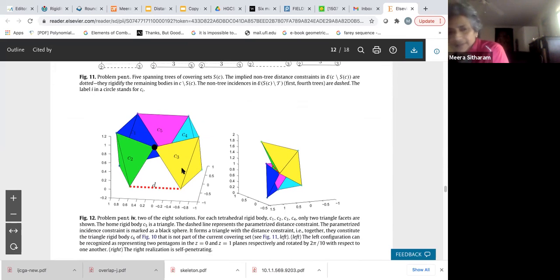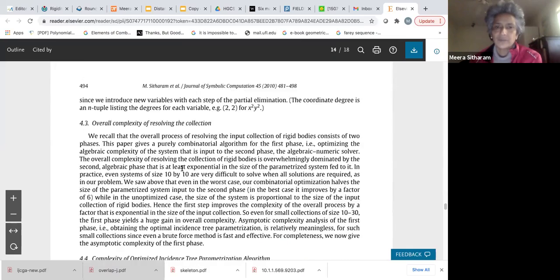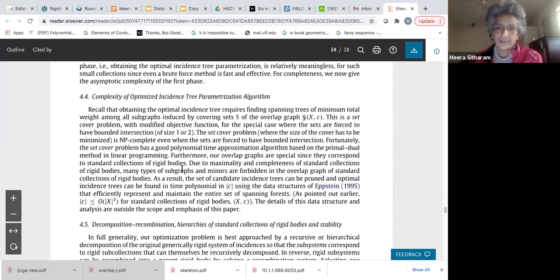That's a hard problem. And then you have a second optimization, which you've separated. You can't optimize two things at the same time. So you first optimize the number of variables, in other words, the covering set and the spanning tree, and then minimize the degree by choosing the root appropriately. So that's the paper here.